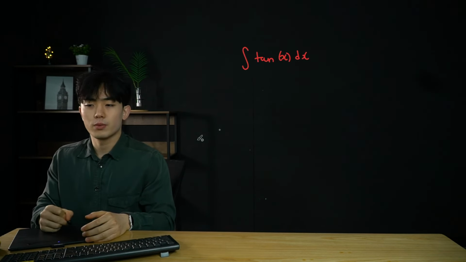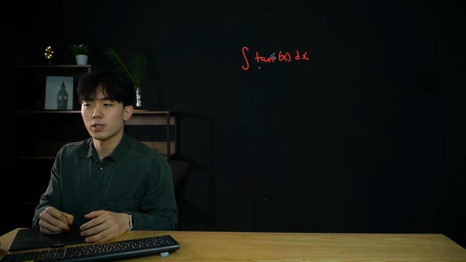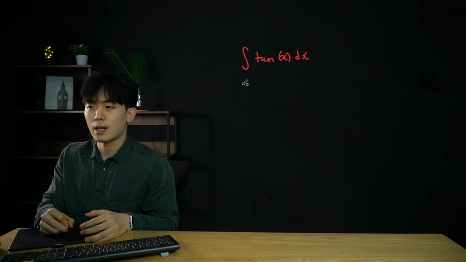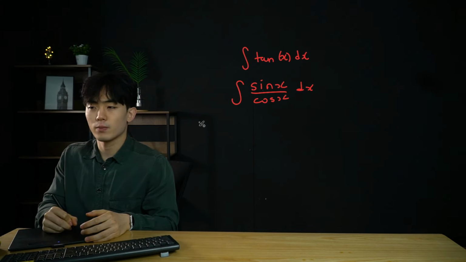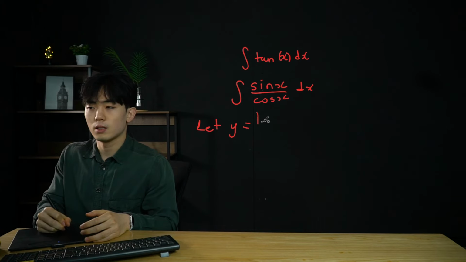Okay, all of these four have the same method. So once again, let's try this tan x. So tan x is going to be sine x over cos x dx. It looks very similar to the derivative of this original function. So we say let y equal to ln the denominator, cos x.